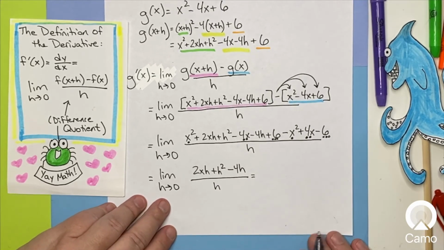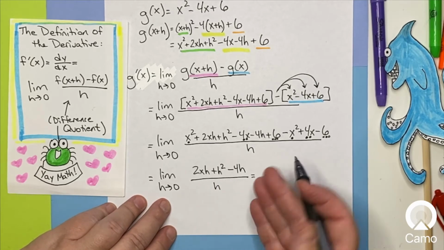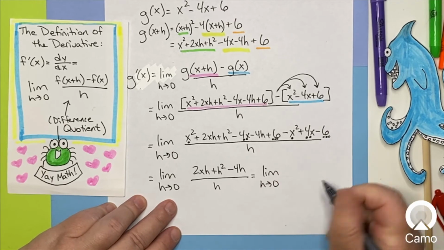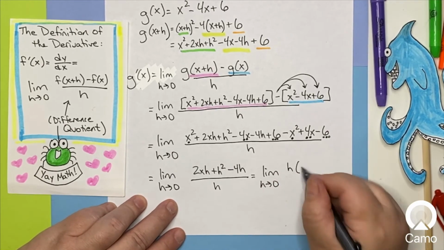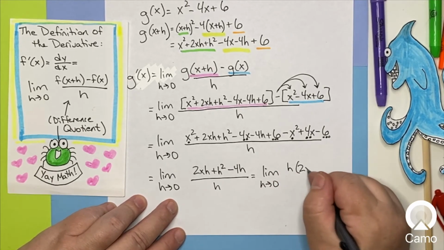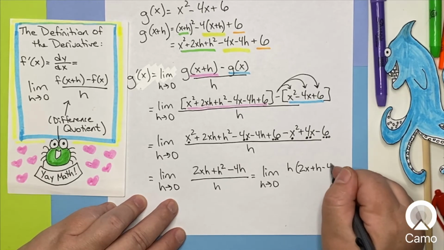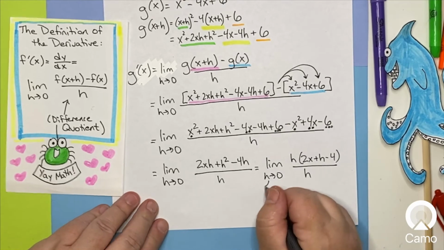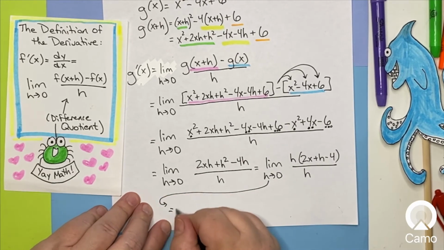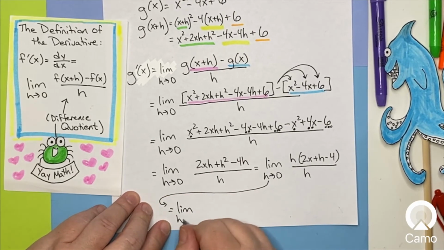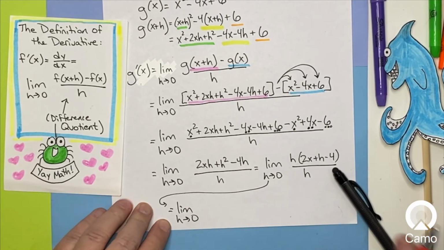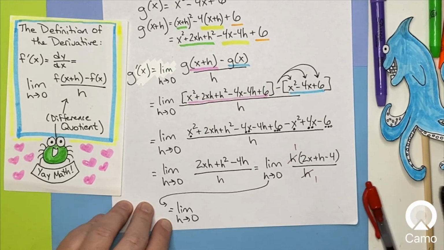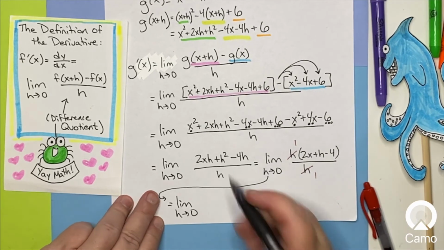So it's been a while. We have to reduce, but in order to reduce, we have to factor. So I'm going to take the limit as h approaches 0 of h times, factor out the h, 2x plus h minus 4, all over h. This is the limit as h approaches 0 of, cancel the h's. We're almost there. Can you just taste it?